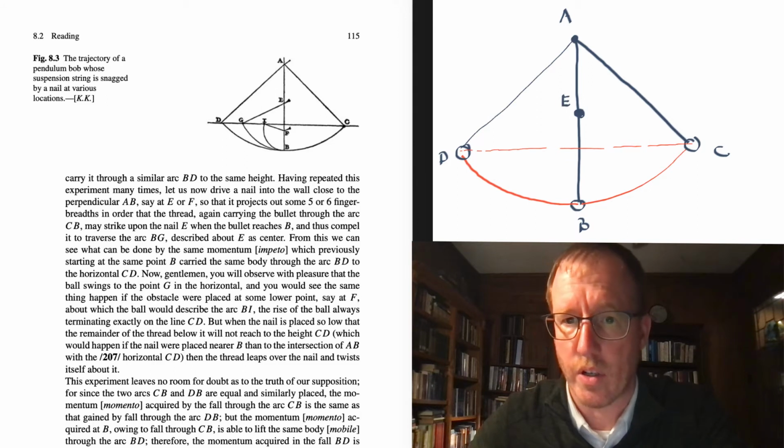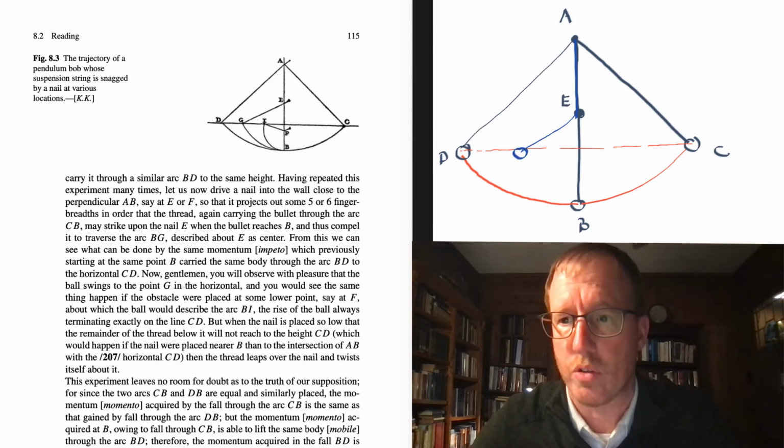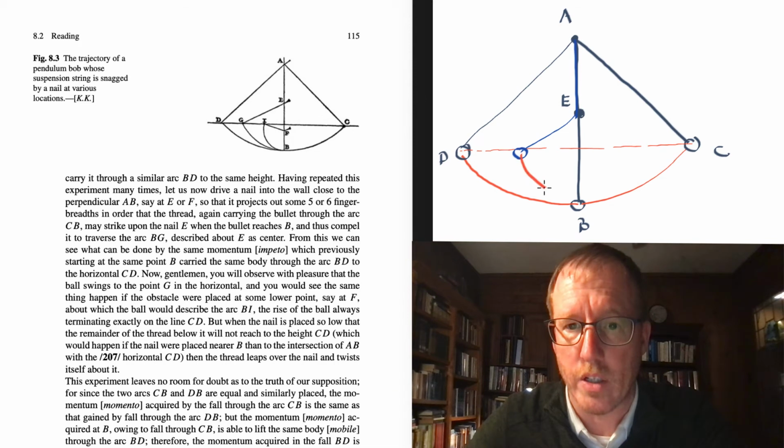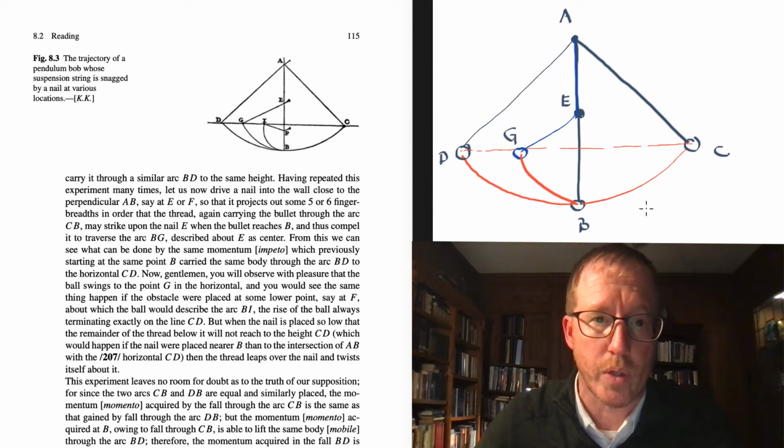So let me make this arc blue. So it'll swing down like this, and it will swing up, and he says that it will get up to the exact same height if you were to do this experiment. That is, it will swing up along a different arc and end up at point G. But the important point is that it gets up to the same height. You can do this experiment. He says this is what you will find.